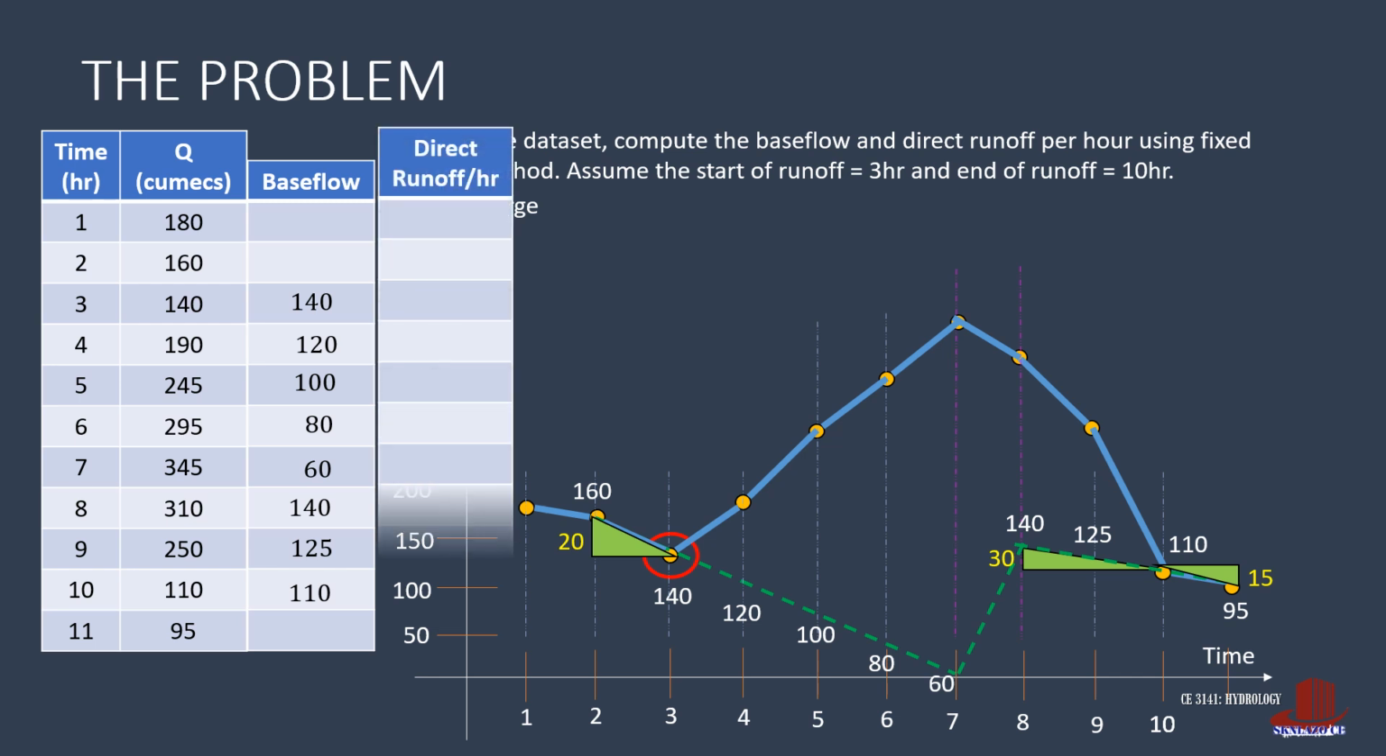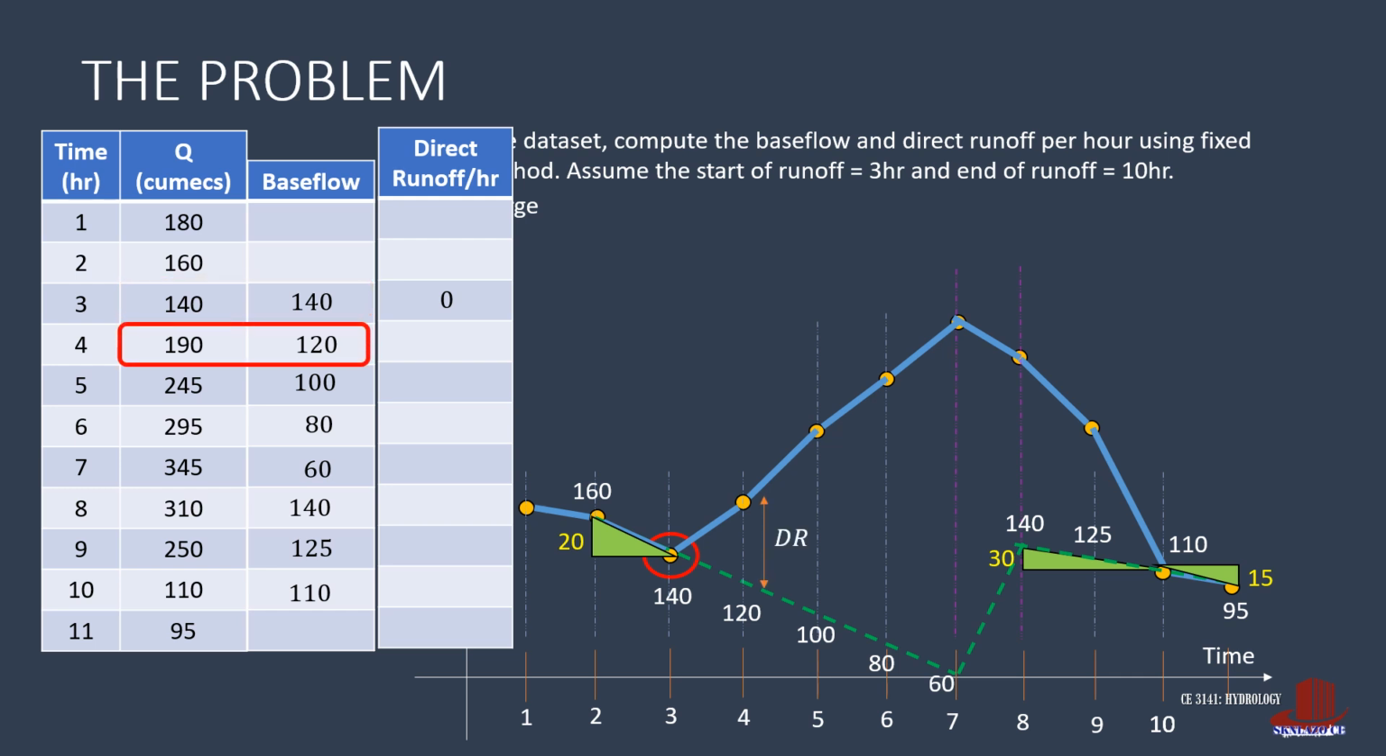With the base flow, another column for direct runoff per hour is added to the table. DRH is computed as the difference of the discharge and the base flow. So at t of 3 hours, the discharge is taken wholly as base flow, which means the DRH is 0. For the fourth hour, the DRH is the difference of 190 and 120 base flow, which is 70.